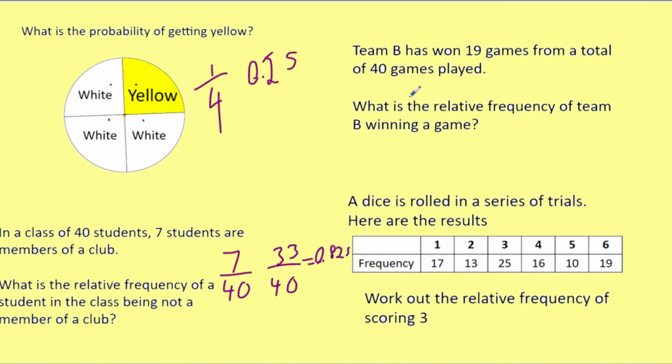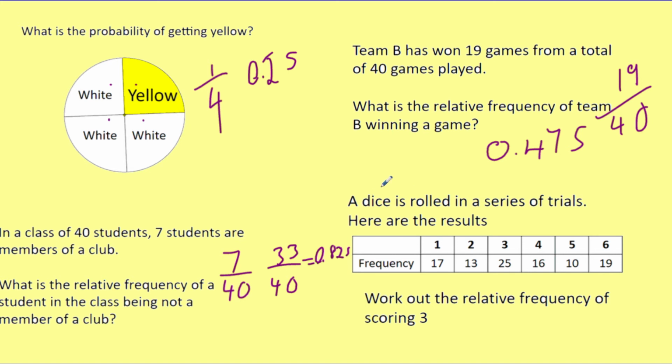Okay, Team B has won 19 games from a total of 40 games played. What is the relative frequency of Team B winning a game? So they've won 19, they've played 40. So the probability or relative frequency is 19 over 40. Again, 19 over 40 as a decimal is 0.475 or 47.5% if you want to do it that way.